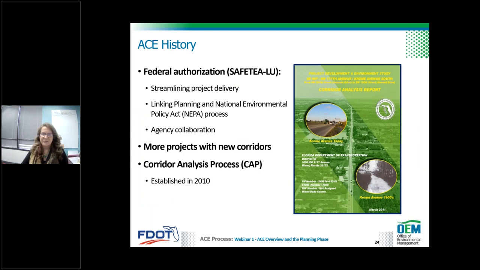So the history of the ACE process started with the Federal Authorization of Safety Law, which was signed into law in 2005. Embedded within that legislation was an emphasis on streamlining project delivery, linking planning and NEPA, re-emphasizing collaboration in an integrated planning process, as well as a greater focus on agency collaboration, both public and agency-informed public decision-making.